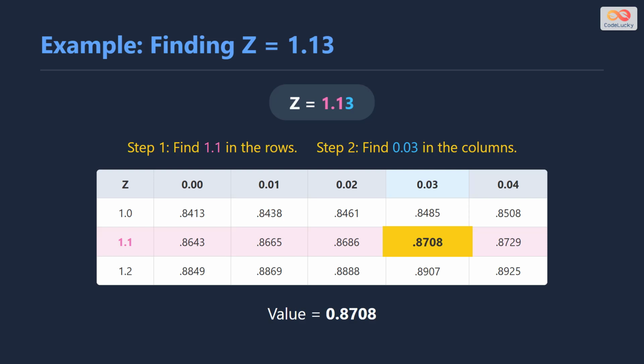Let's try an example. Suppose we want to find the probability for a z-score of 1.13. First, we split the number. Take 1.1 and find it in the left column. Then, take the remaining 0.03 and find it in the top row. The value where this row and column intersect is 0.8708.